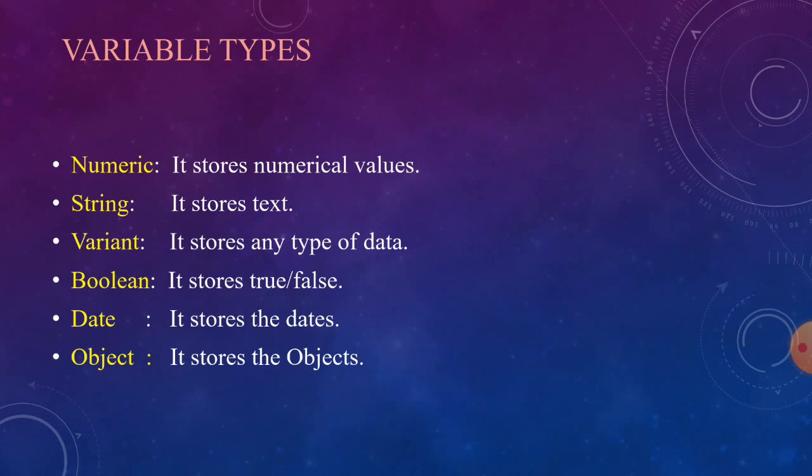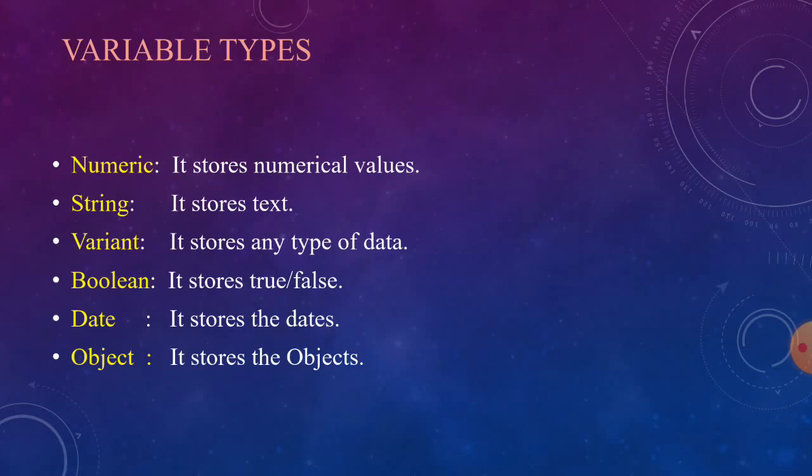Next, what are the different variable types? Numeric variable stores numerical values. String variable stores text, one or more characters. Variant stores any type of data. We can store a Boolean value, a string value, or a numeric value, which means there is no need to give any data type. By default, if you do not declare any data type for a variable in VB, it will take it as the Variant data type. That is the default data type in Visual Basic.